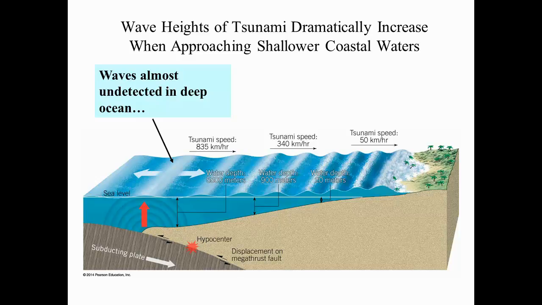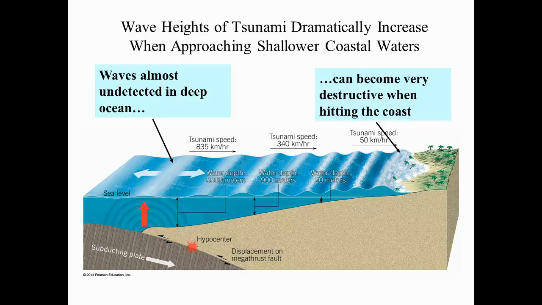And once that happens, three things occur. One is that the wave height will dramatically increase as it gets closer to the shore. Another thing is that the wave will slow down. And the third effect is that the waves will bunch closer together. The wavelengths will become smaller. And all three of these effects occur as the tsunami wave encounters shallower and shallower seafloor. The ultimate result is that tsunamis can become very destructive once they hit the coast.